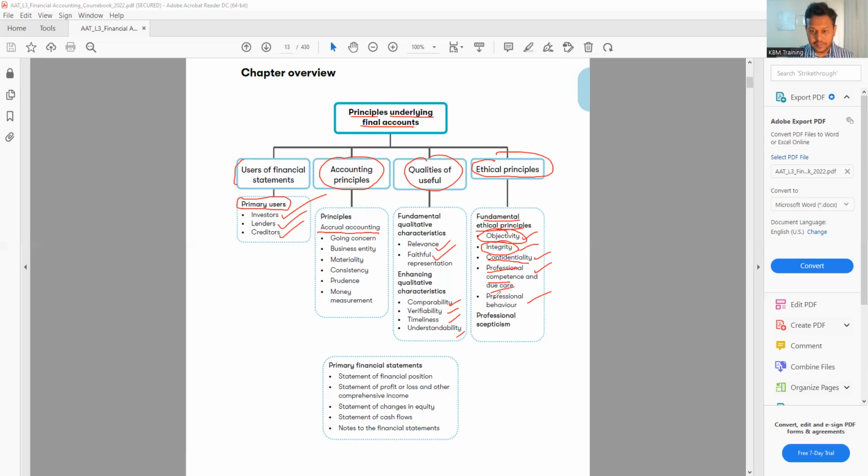Then professional behavior. Behavior has to be professional. For any reason, we should not damage the reputation of an individual or the institution. So you need to be careful with that.